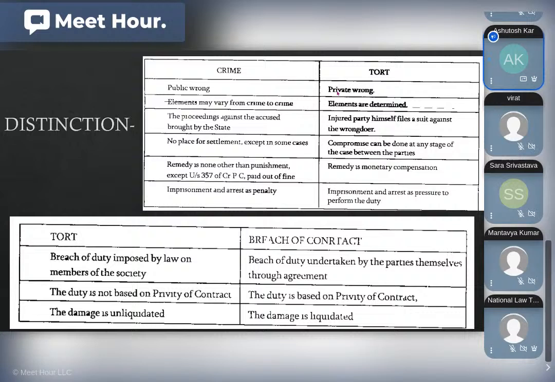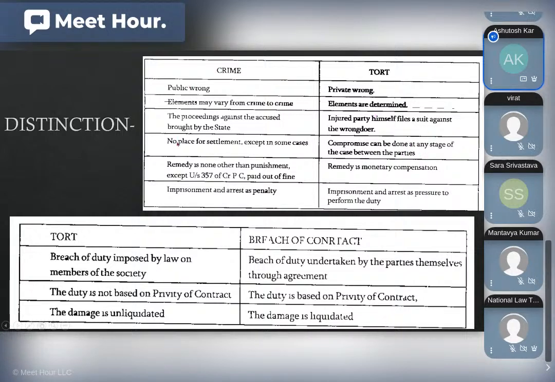for that damage. Next, crimes में तुम कोई settlement नहीं कर सकते हो, except in some cases. For example, if there is a case of a rape, you cannot settle among yourselves कि अच्छा चलो हम और नहीं जाएंगे कोर्ट को. जबकि in case of a tort, compromise can be reached at any stage of the case between the parties. वो आपस में बात करके सुलझा सकते हैं केस को.